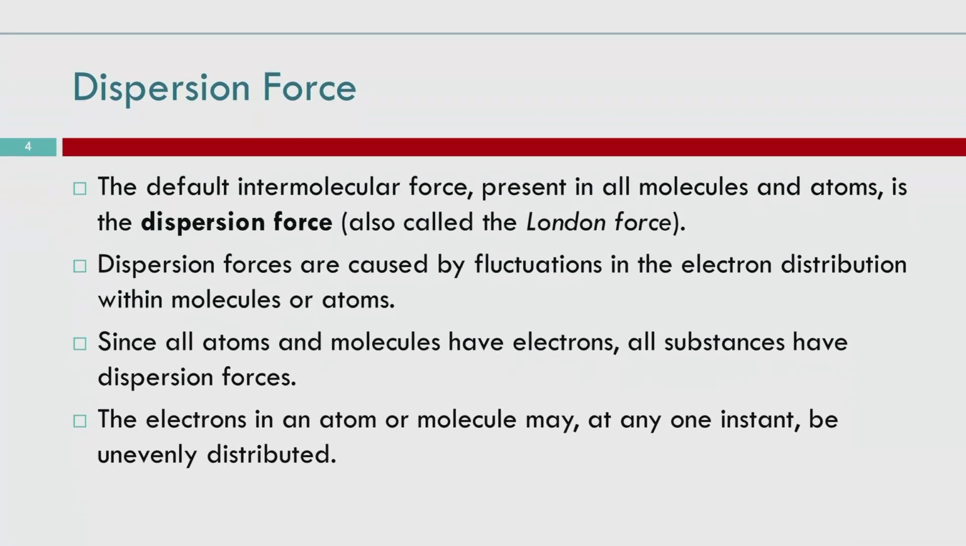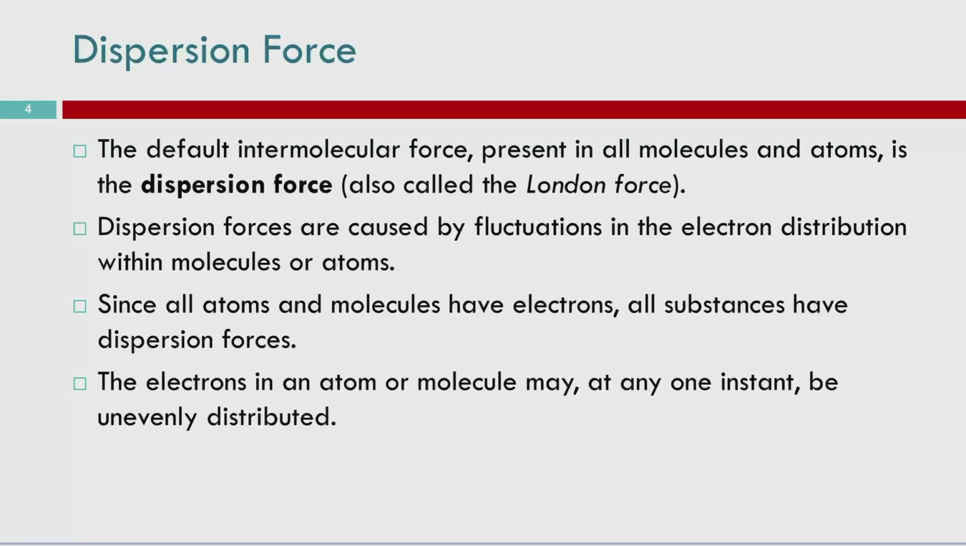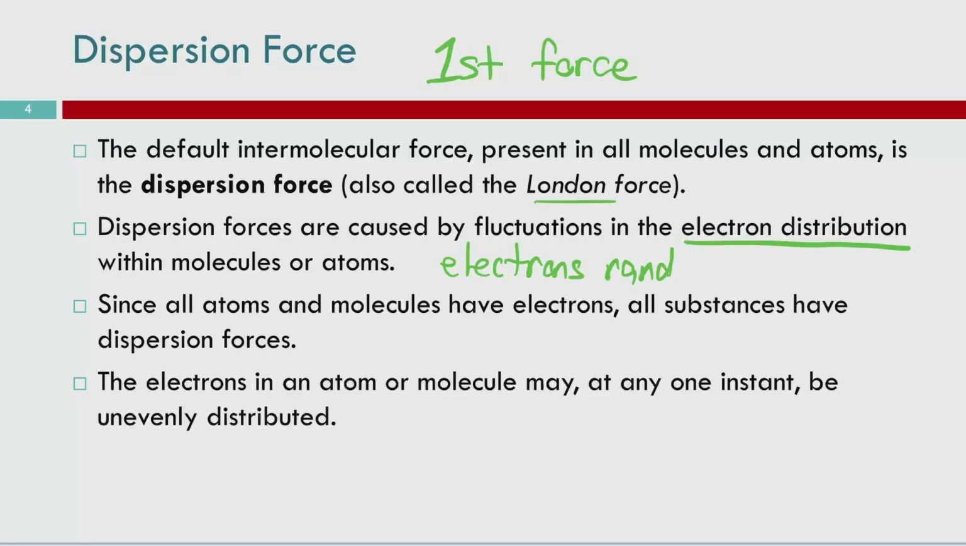Our first intermolecular force is the dispersion force, also called the London force, also called the London dispersion force. This is our first intermolecular force that we're going to learn about. Dispersion forces are caused by fluctuations in electron distribution. Electrons randomly distribute themselves.